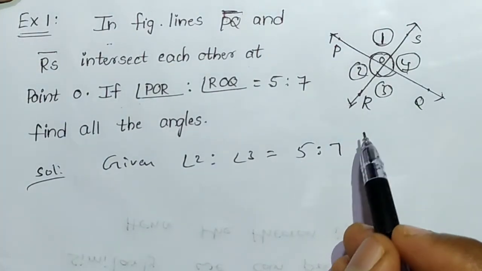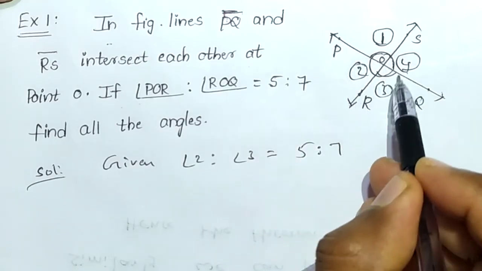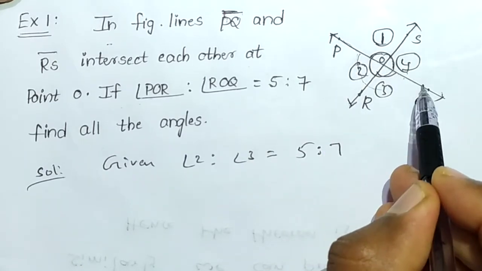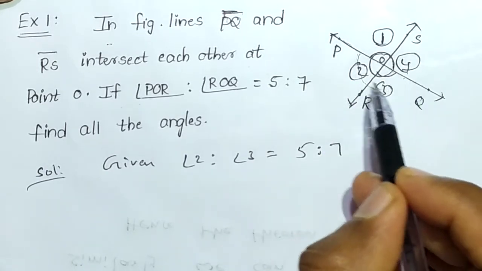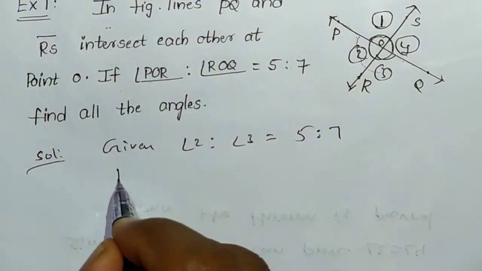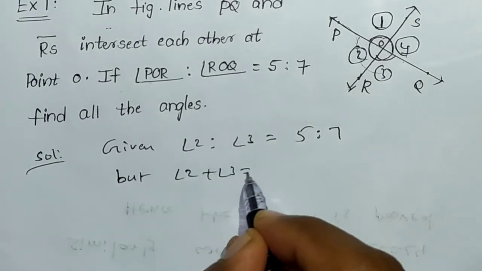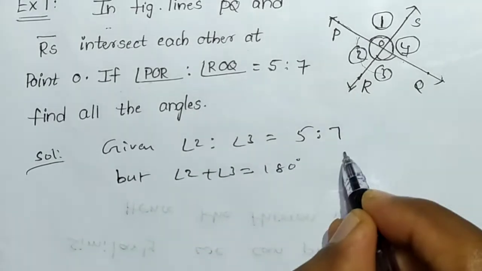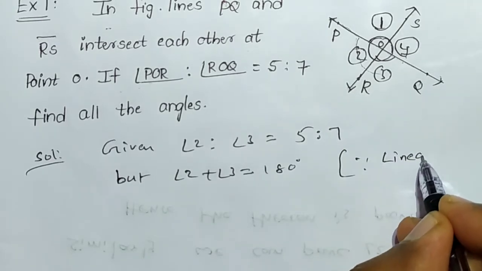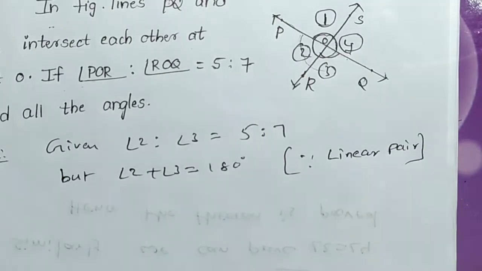Right. Observe carefully. These two angles form a straight line. It is linear pair or linear angles. Angle 2 plus angle 3 gives a straight line, means form a straight line. So the sum of these two angles is 180 degrees, right? So angle 2 plus angle 3 is equal to 180 degrees, because of linear angles or linear pair, right?